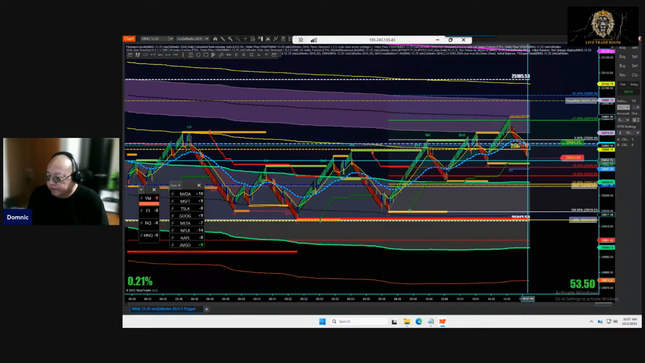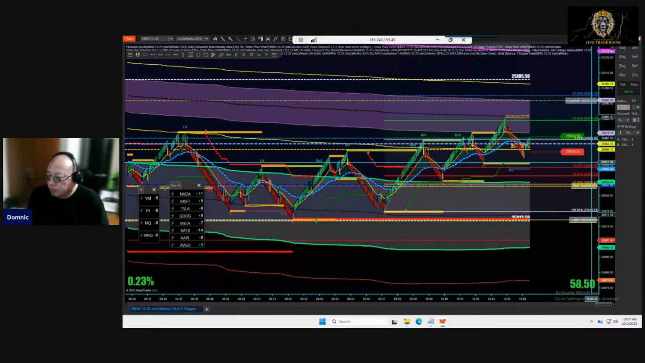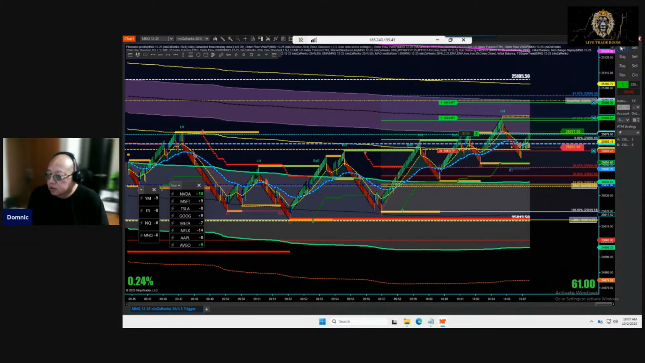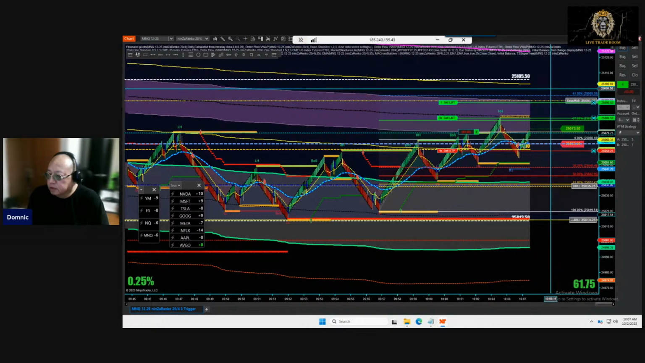Okay, so now we reversal to the upside. So let's see if it's going to continue the upside or will it just continue to the downside. Let's see what happens here. Okay, here we go. I'll probably take this. Order filled. Get another one. Here we go. Order filled. I'd probably take this. Leave it up there.